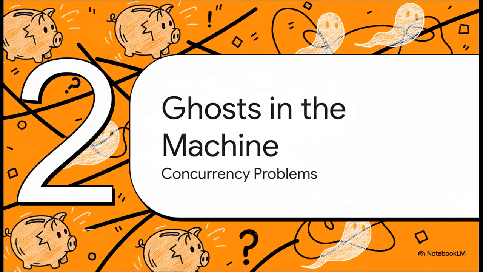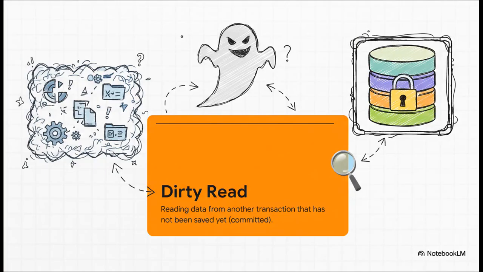Well, not quite. See, when you've got thousands of these transactions all running at the same time, some really bizarre, spooky things can start to happen. I like to call them ghosts in the machine. So let's meet our first ghost, the dirty read. This is a nasty one. It happens when one transaction is allowed to see the messy, half-finished work of another transaction, work that hasn't been saved yet and, more importantly, might just vanish into thin air.